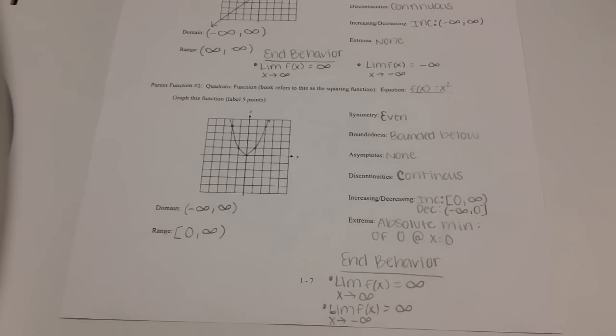And for f of x equals x squared, the domain is negative infinity to infinity, and the range is 0 to infinity. The symmetry is even and it is bounded below. It has no asymptotes. And it increases from 0 to infinity and decreases from negative infinity to 0. Its extrema is an absolute minimum of 0 at x equals 0. Its limits are when x goes to infinity, it's infinity, and when x goes to negative infinity, y is infinity.